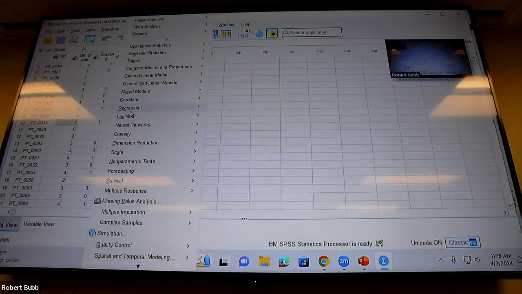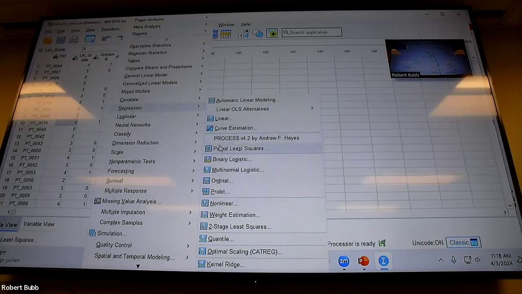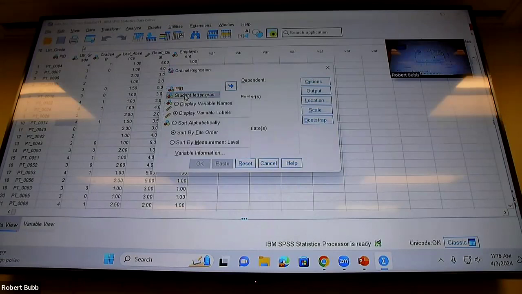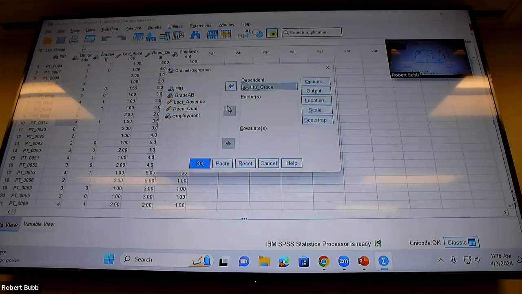From there, you'll go down to ordinal, right? Surprise, right? So ordinal outcome, we'll go down to our ordinal regression. Click on it. Really not a whole lot to do here. Our dependent variable is going to be letter grade. We're trying to predict the type of student we have as far as their letter grade. And in this case, we're going to use reading quality. But the thing you need to remember here is that you want to put this in the covariate box.